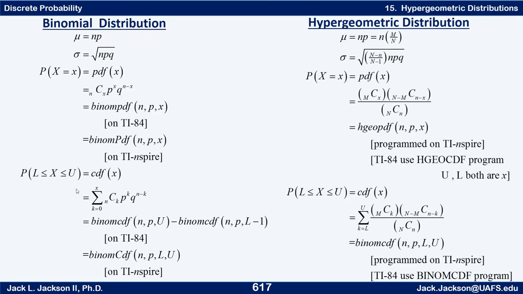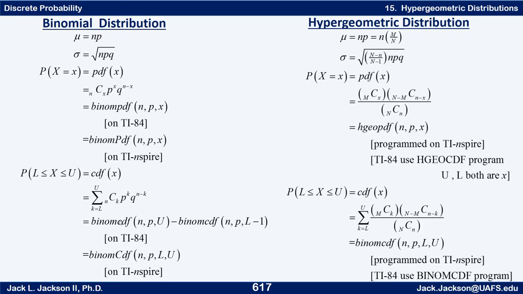Now, if you want the probability that X is between some lower and upper limits, that's the way the CDF works on the TI-Nspire, where of course you're summing from some lower value to some upper value, which is just what the binomial CDF does on the TI-Nspire. You give it the n, p, the lower and the upper. So it's truly not a CDF.